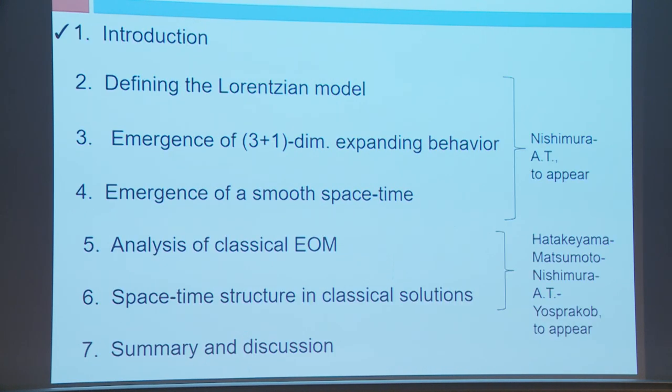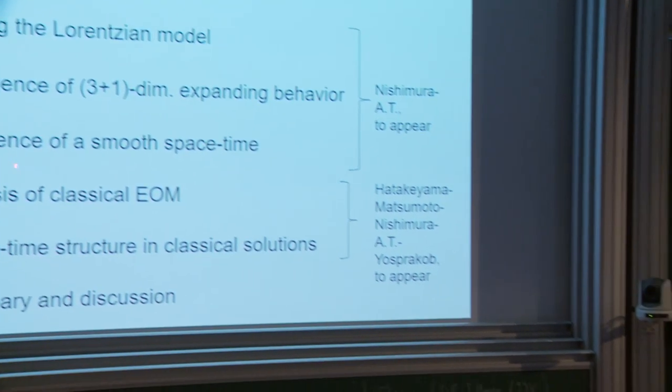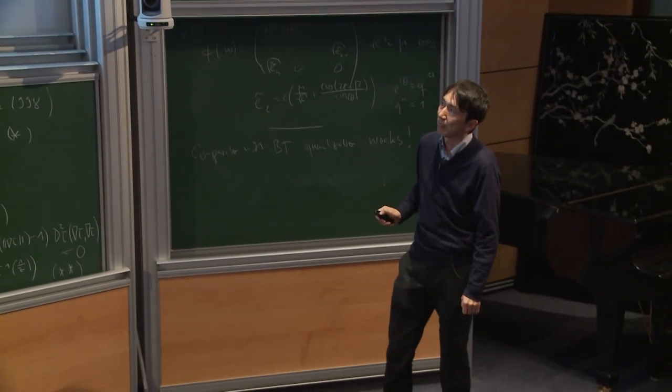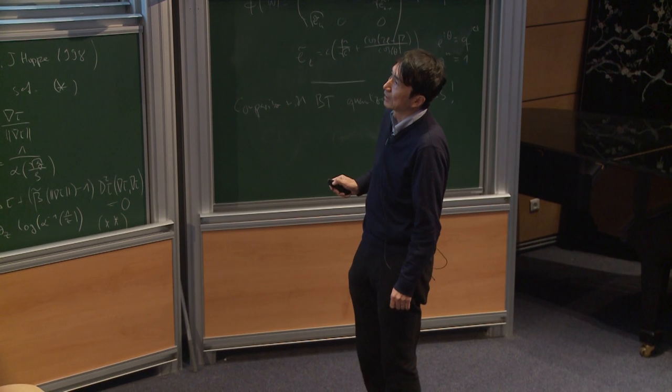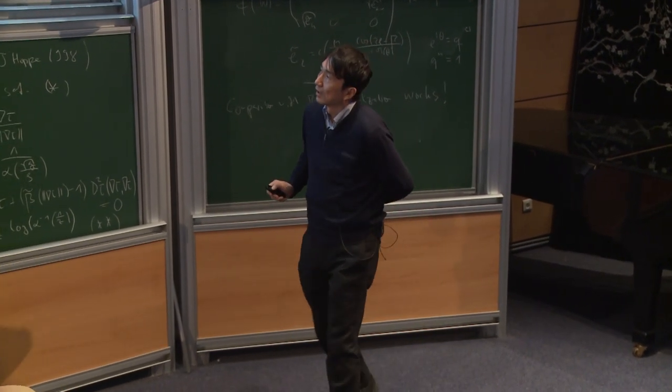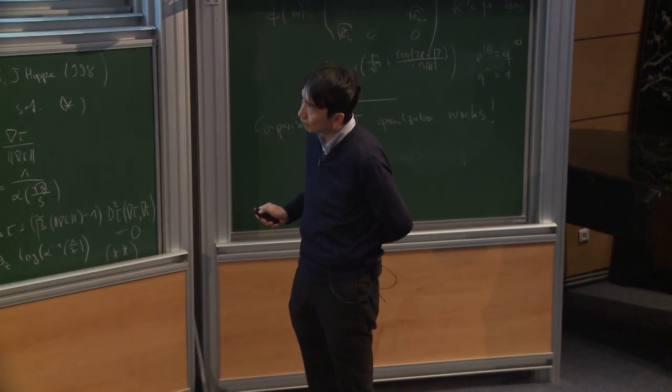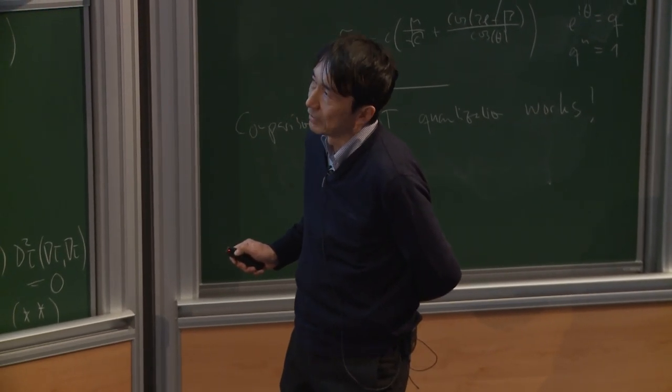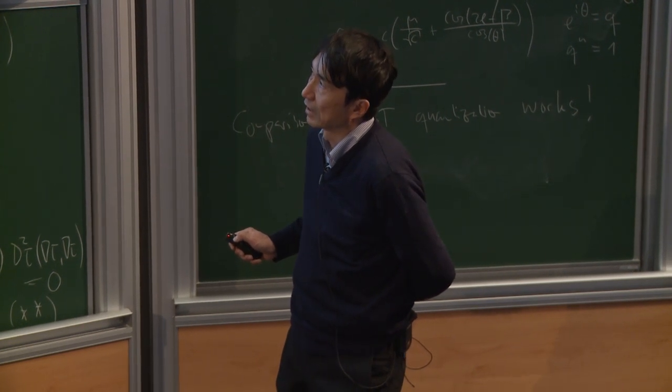Okay, so the plan of the present talk is the following. Now we finish the introduction. And in section 2, we are going to define the Lorentzian model. And in section 3, we will show you the emergence of 3+1 dimensional expanding behavior. And in section 4, we discuss the emergence of a smooth space-time. This is the first part of this talk. In the second part of this talk, we analyze the classical equations of motion. And in section 6, we discuss space-time structure in classical solutions.